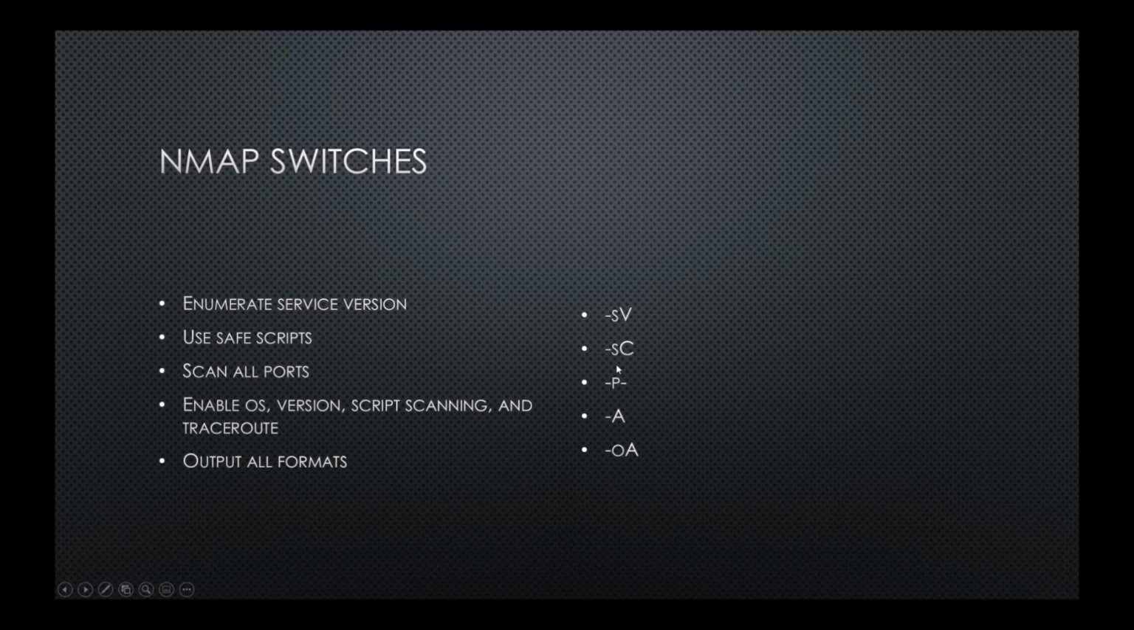Anyway, moving on. To output the NMAP results in all formats is going to be -oA. Now, this other one here, which is the -A, is to enable OS detection, version detection, script scanning, and traceroute. Now, I like to use this one because it fills in the gaps of whatever -sV or -sC may have missed. It's like a sanity check.